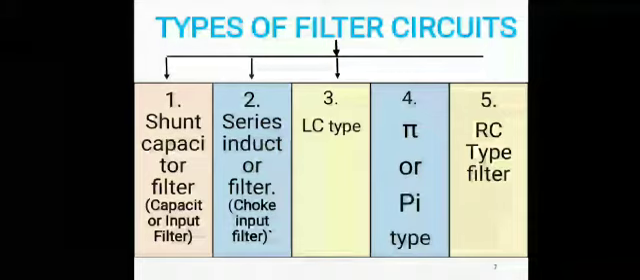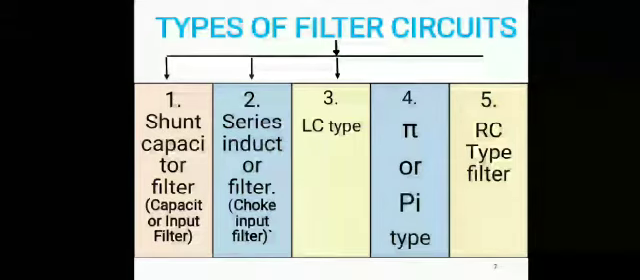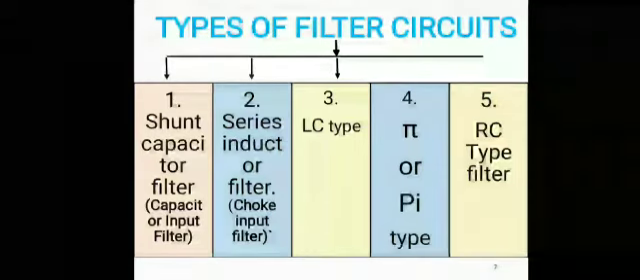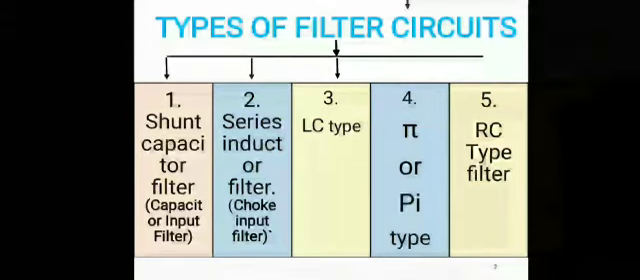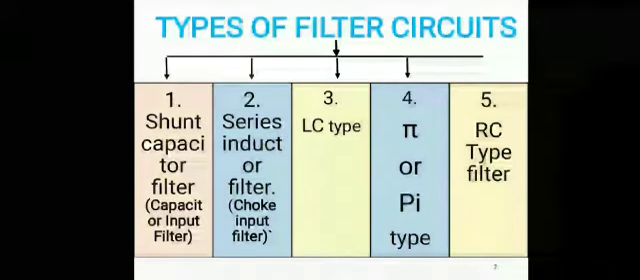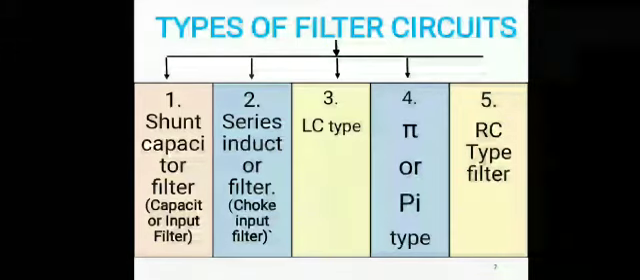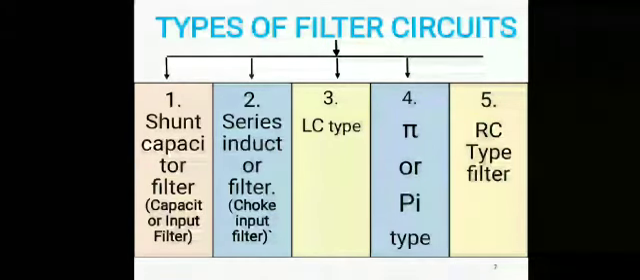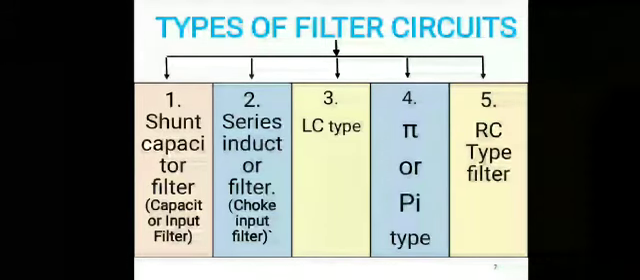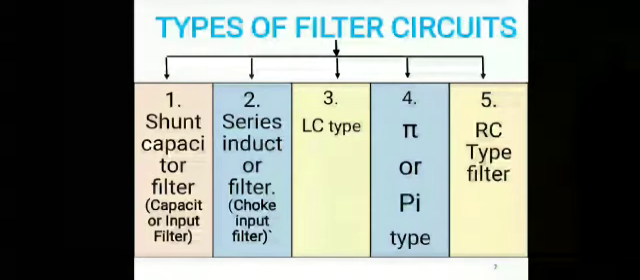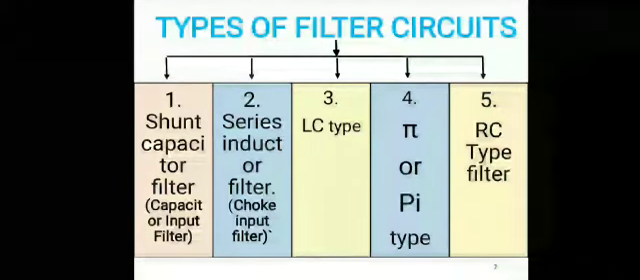The next, third type is the LC type filter. In this, one inductor and one capacitor are connected in the line of the load resistor. Fourth type is the pi type filter, in which two capacitors and one inductor form a pi shape circuit in the line of the load resistor. That's why the name is given as pi type filter circuit. And the last one is the RC type filter, in which two capacitors and one resistor are used, which is similar to the pi type filter, only the inductor is replaced by a resistor in this circuit.